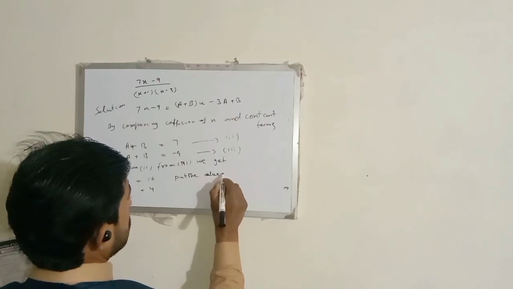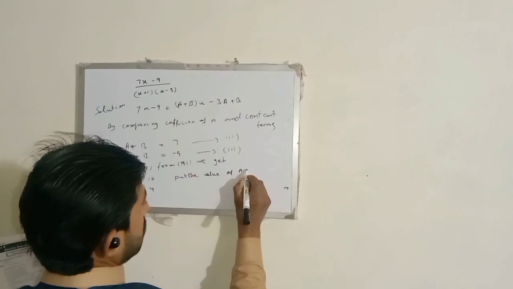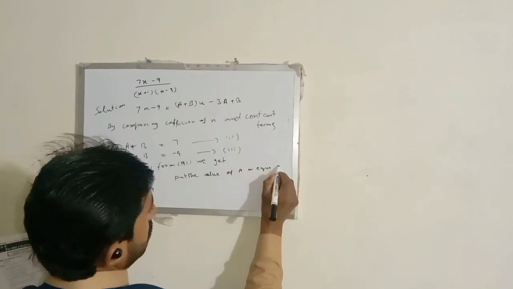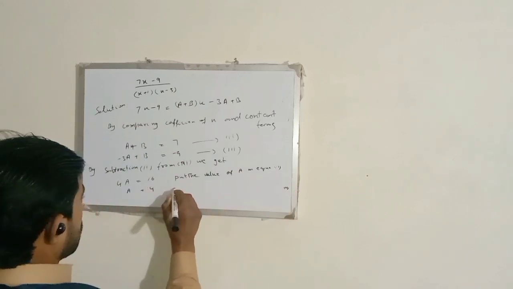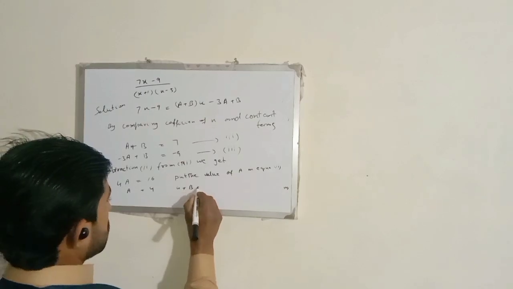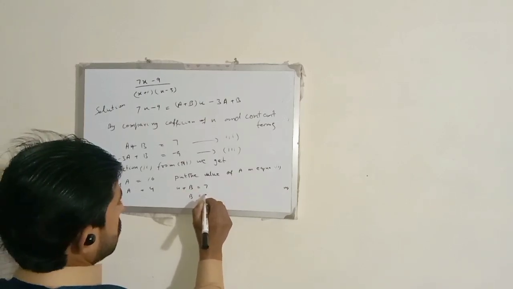Putting the value of a in equation 2, we get 4 + b is equal to 7, so b is equal to 3.